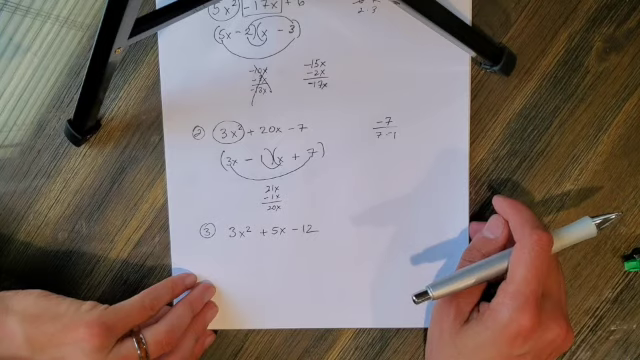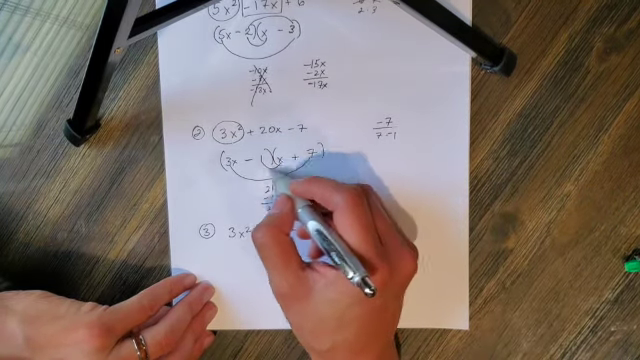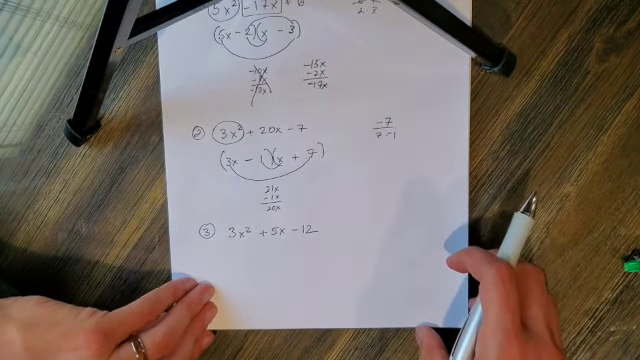Okay? So basically all we're doing is we're factoring the first and the last term and checking the multiplication in between to make sure it adds up to the middle term. Okay? Let's keep going.